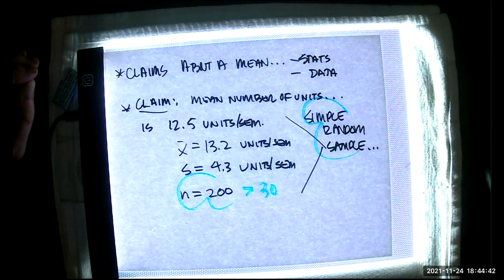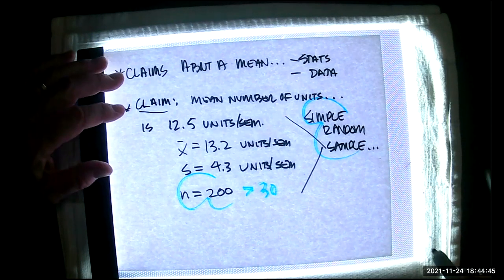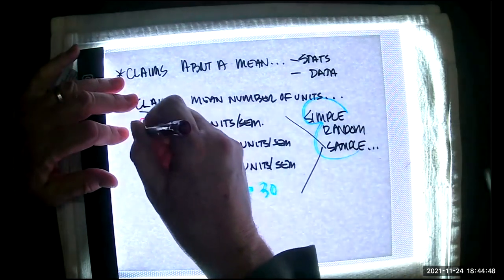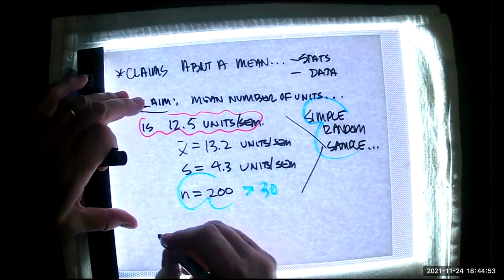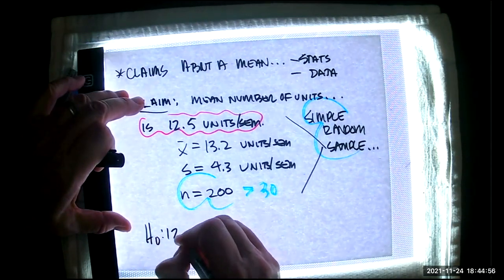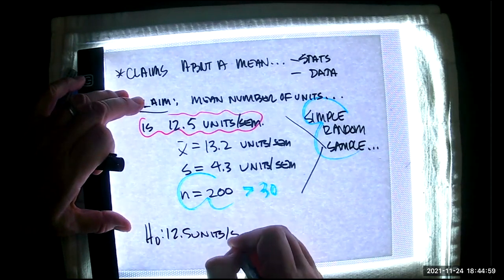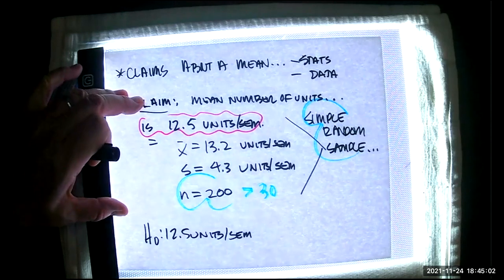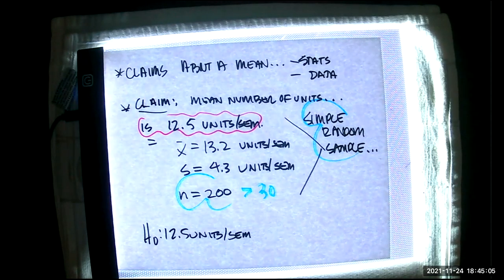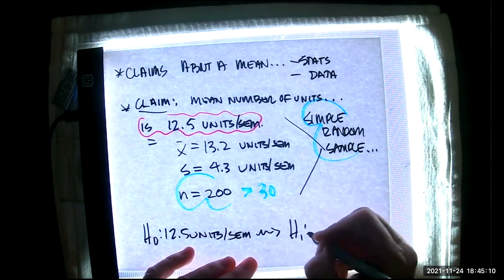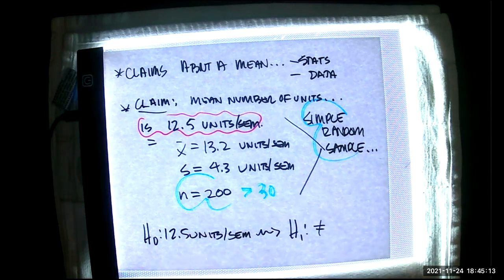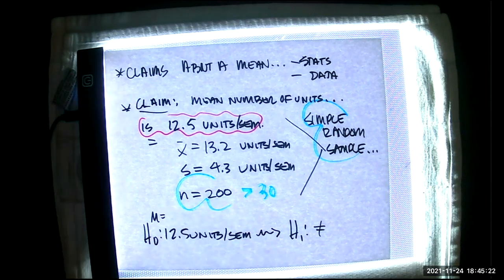So let's see, contrasting color. Mean number of units is 12.5 units. That is a claim that is as equal as equality comes. That tells me that my alternative hypothesis, when I do get to writing it on my fresh sheet of paper, will be the not equal to, because that's the alternative to equal to. It should say mu equals. There we go.